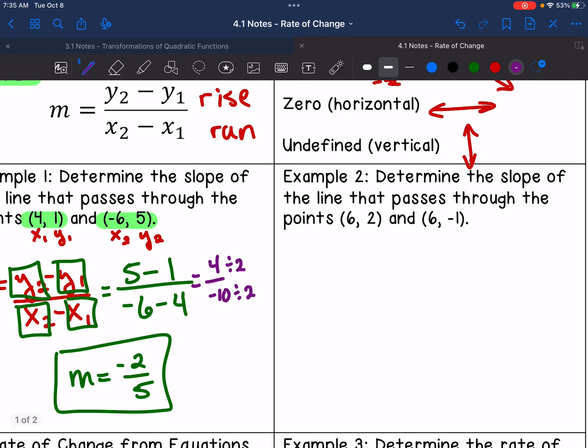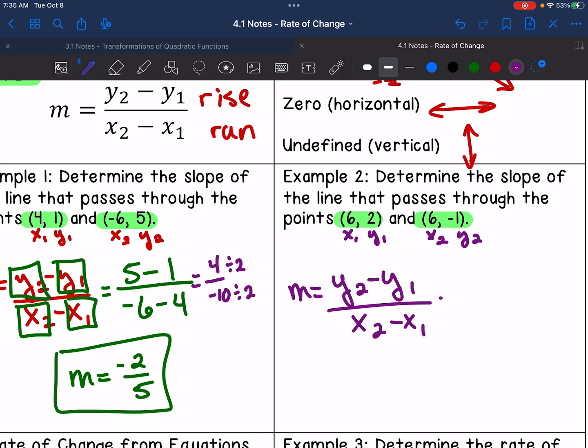All right, example 2, we're doing the same thing. We've got 2 new points. I always start by labeling, that way I don't mix stuff up. So x1, y1, x2, y2. Then I'm going to write out my slope formula. We always start by writing the formula so that we know everything's going where it's supposed to be. So plugging in for my 4 values, y2 minus y1 is going to be negative 1 minus 2. x2 minus x1 is 6 minus 6.